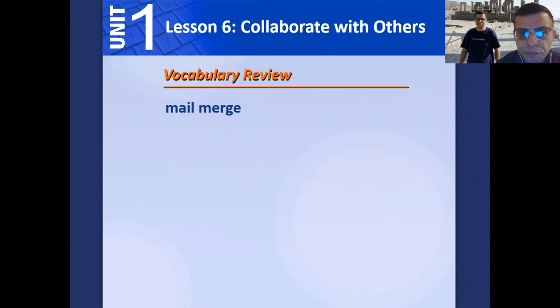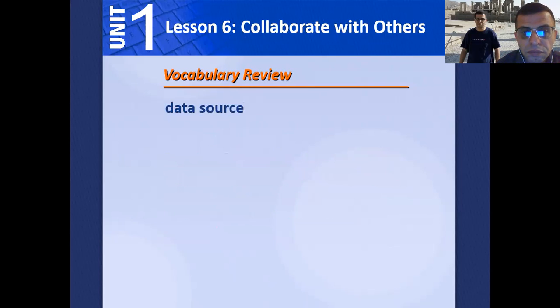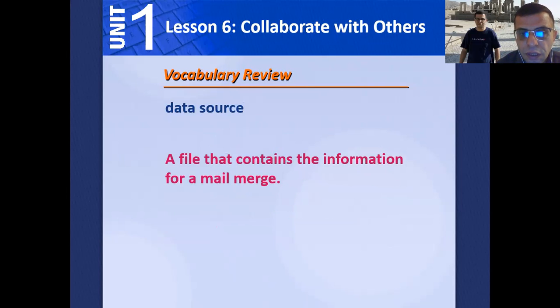Mail merge, a tool in Word that creates multiple copies of the same letter, envelope, or labels, and inserts personalized data. So the other side feels that it is personalized, sent to him. Data source, a file that contains information for a mail merge. And we said there are forms that you can use, Access or a spreadsheet, or you can have it in Word, and that's it.